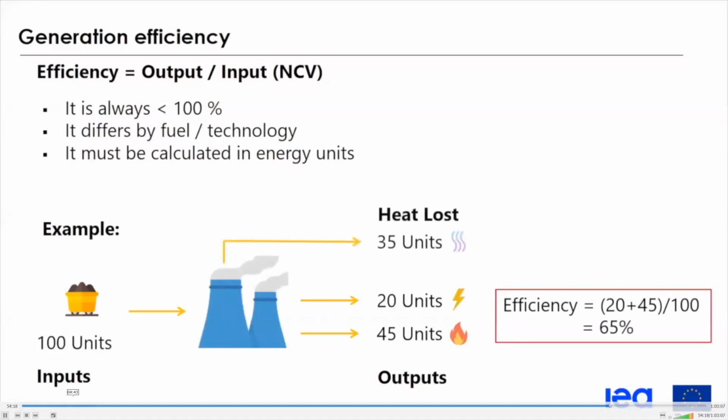The rest, the 45 units lost, are what we call the heat lost, and are part of any transformation from one form of energy to another. So, just a reminder, use the same energy units everywhere, hence the importance in energy balance, as you've seen in other presentations, of picking the correct energy unit.